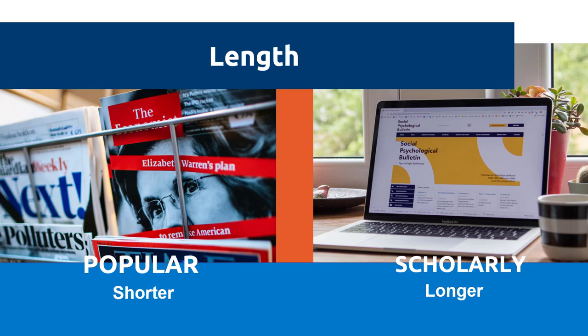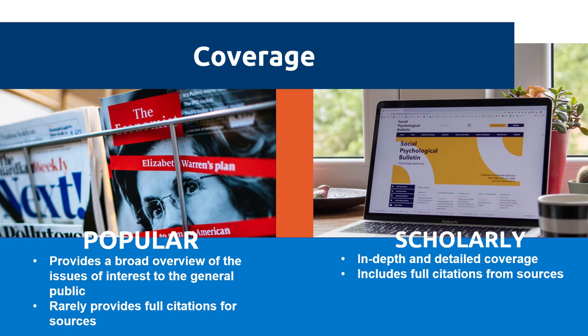Look at the length of the source. Popular sources tend to be shorter, while scholarly sources are longer. Consider how the source covers the information. Popular sources provide a broad overview and are of interest to the general public. They rarely provide full citations to sources. Scholarly sources, on the other hand, provide in-depth, detailed coverage of a topic and include full citations from sources.